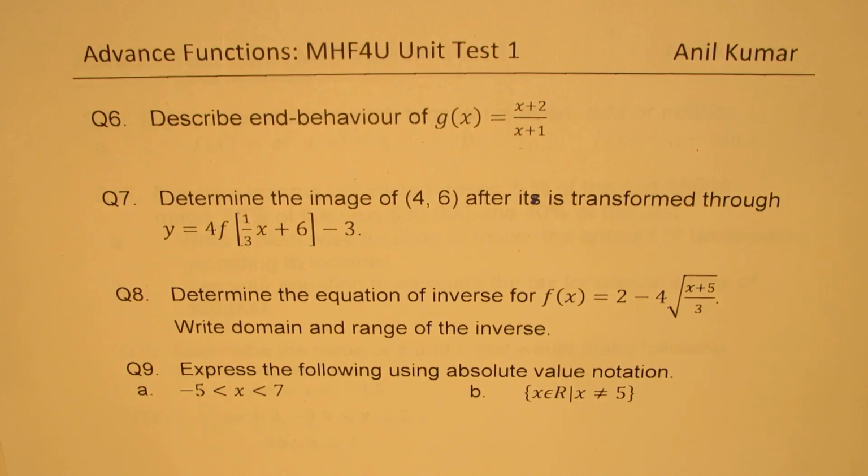Question 8. Determine the equation of inverse of f of x equals 2 minus 4 square root of (x plus 5) divided by 3. Write domain and range of the inverse.